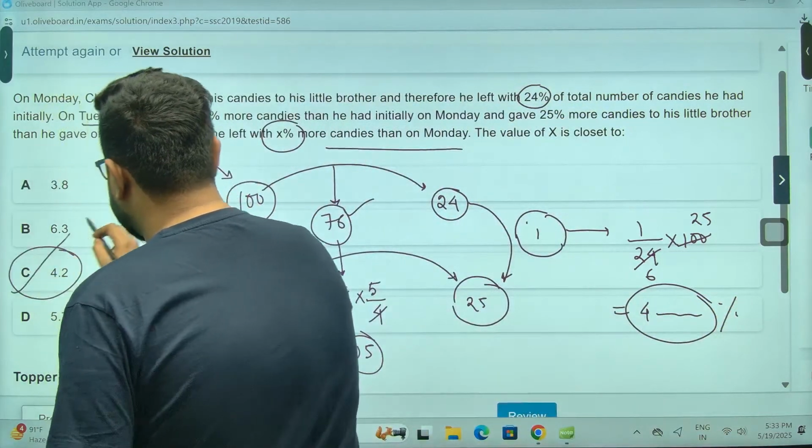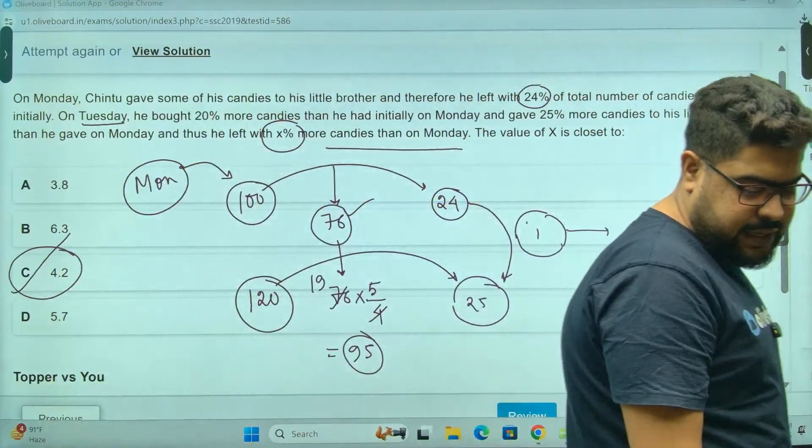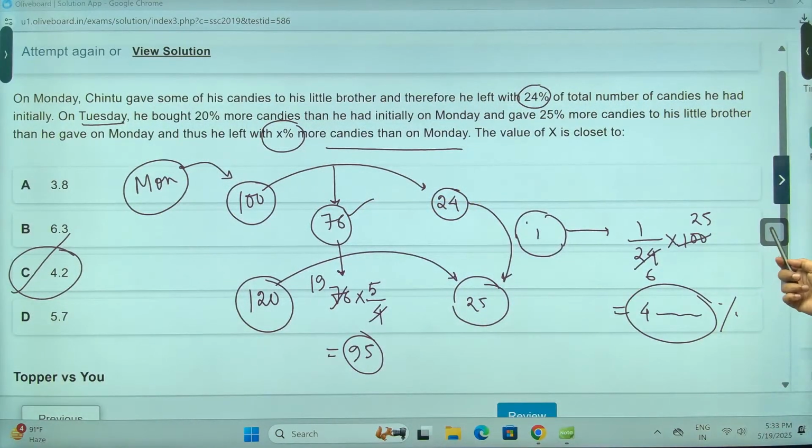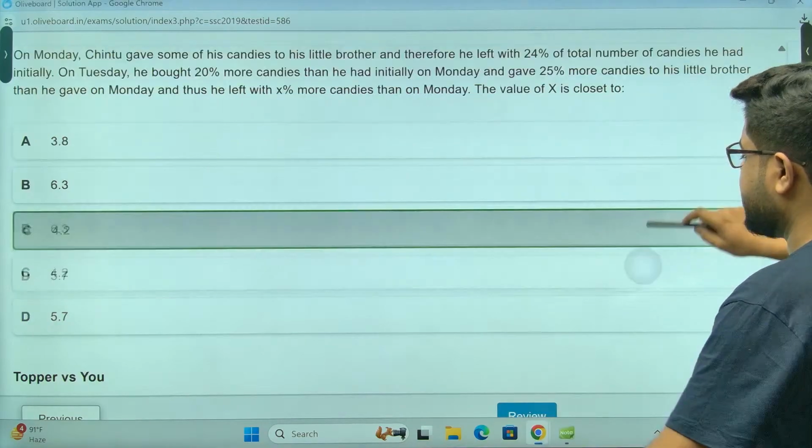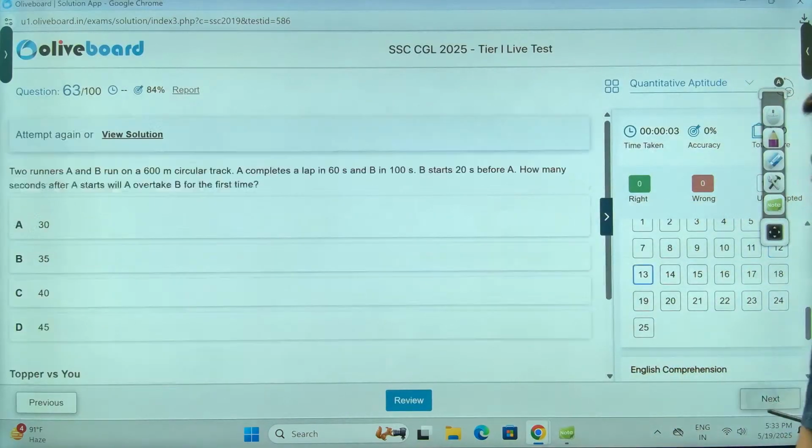4.2 is there in option 3. Option C is the answer. Option C is most definitely the correct answer, sir.